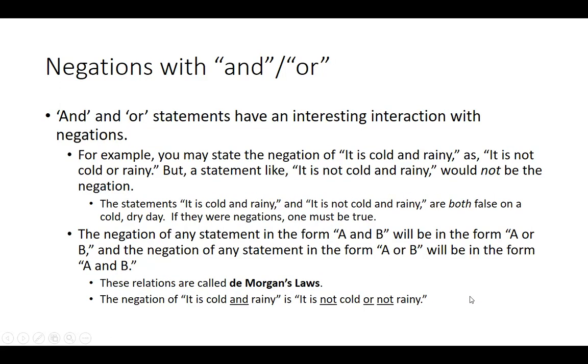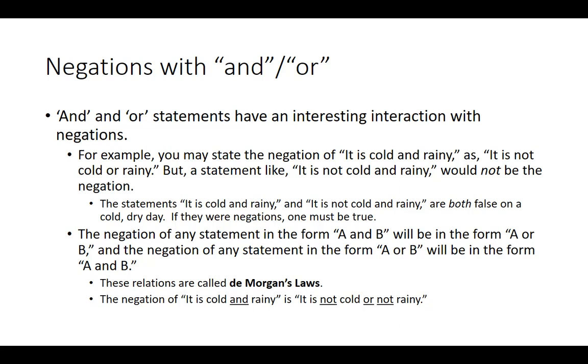And and or statements have an interesting interaction with negations. For example, you may state the negation of it is cold and rainy as it is not cold or rainy. But a statement like it is not cold and rainy would not be the negation. Why? The statements it is cold and rainy and it is not cold and rainy are both false on a cold, dry day. If they were negations, one of the two would have to be true.